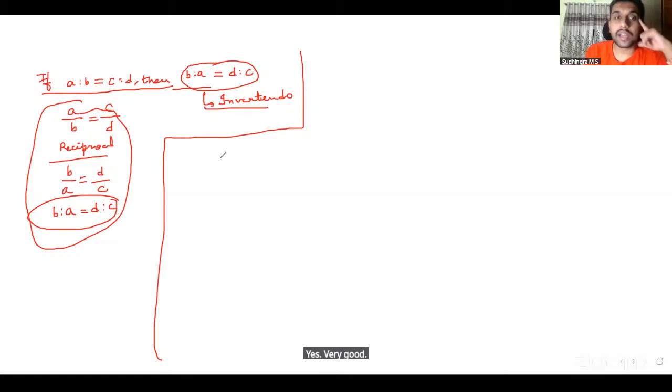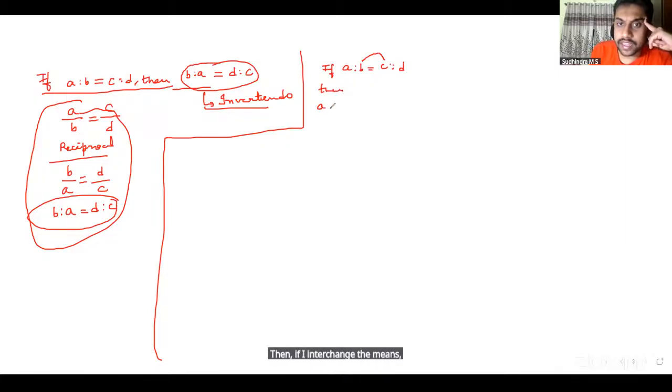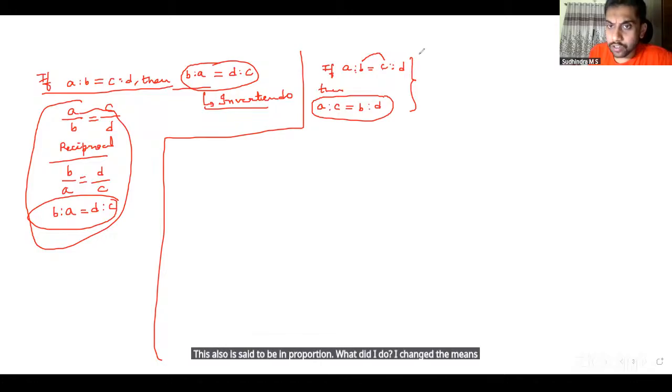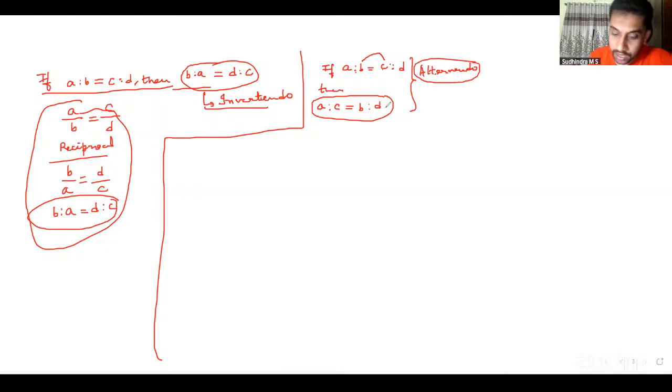Very good. Similarly, if A is to B is equal to C is to D, then if I interchange the means, what will I get? A is to C equals B is to D. This also is said to be in proportion. What did I do? I changed the means, alternated. So this is called alternando.